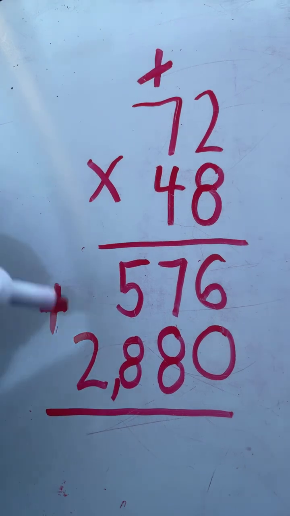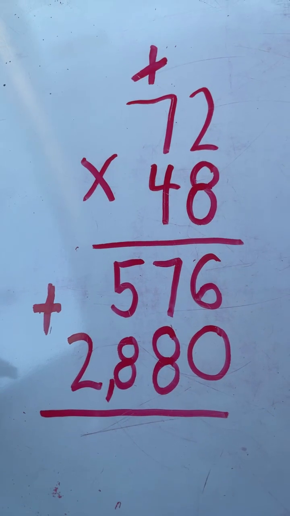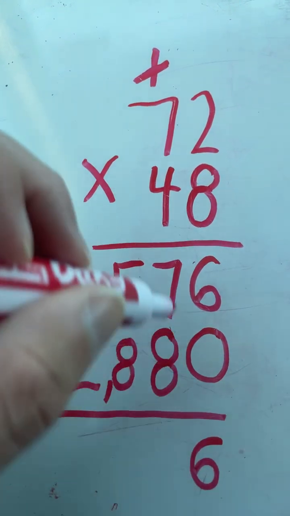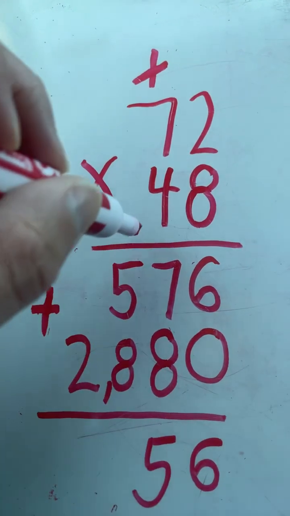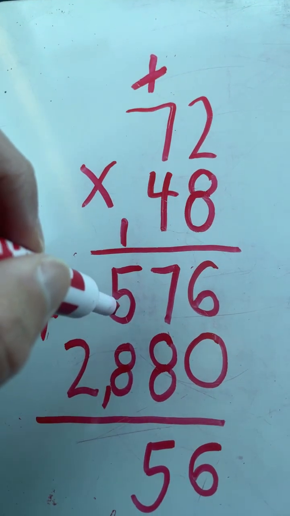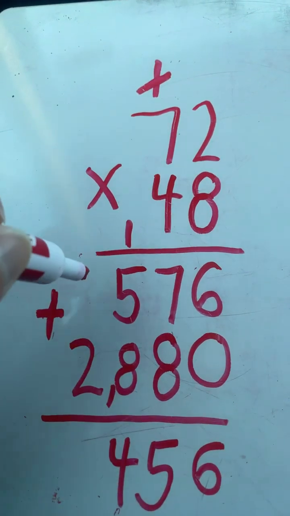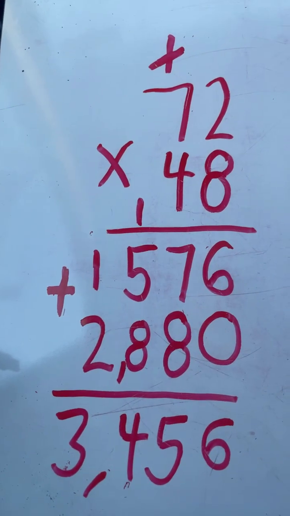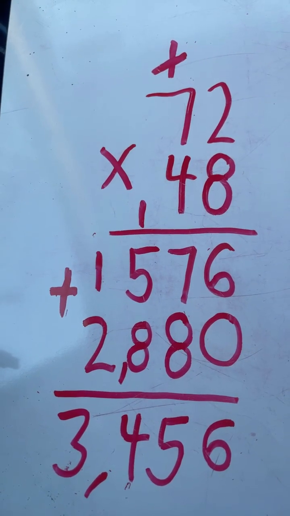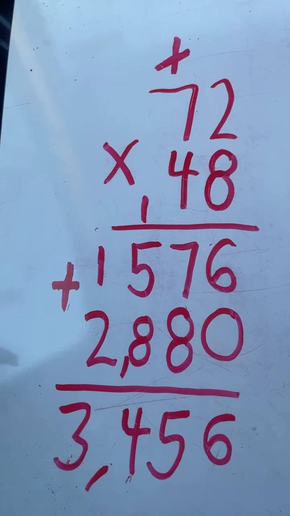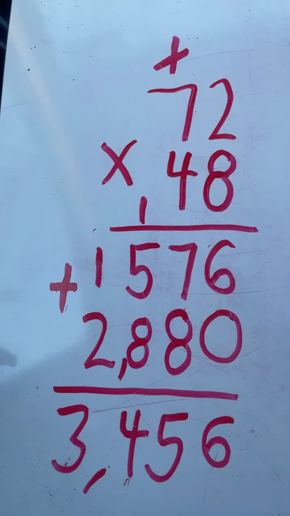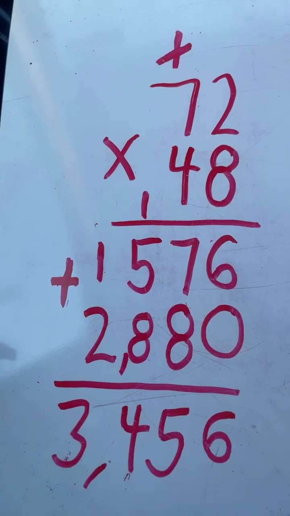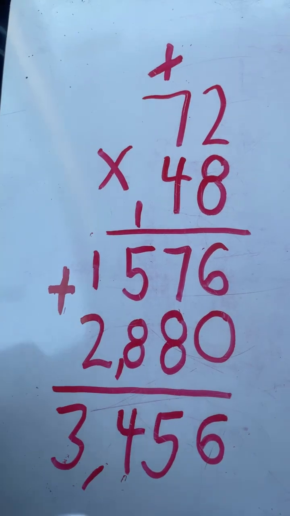Next, we have to add these two numbers together to get our final answer. 6 plus 0 equals 6. 7 plus 8 equals 15. 5 carry the 1. 1 plus 5 equals 6. Plus 8 equals 14. 4 carry the 1. 1 plus 2 equals 3. And we have our final answer, 3,456. 72 times 48 equals 3,456.